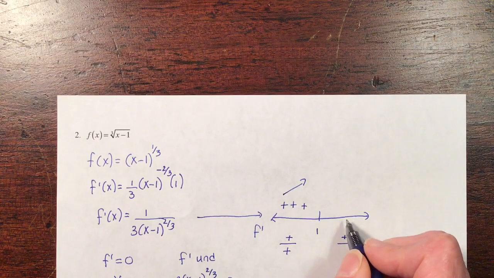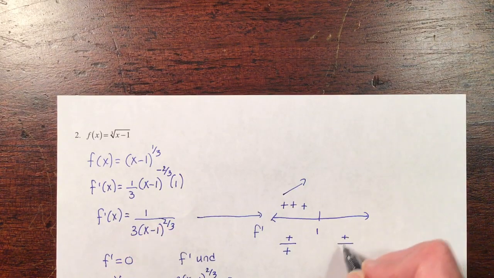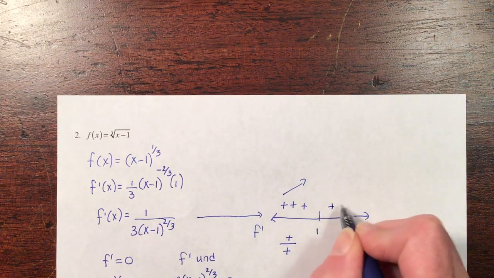On the other side of 1, let's say I take 2. Again, plug it in here. I get a positive value. Cubed root of positive, positive. Square it, positive. Increasing.